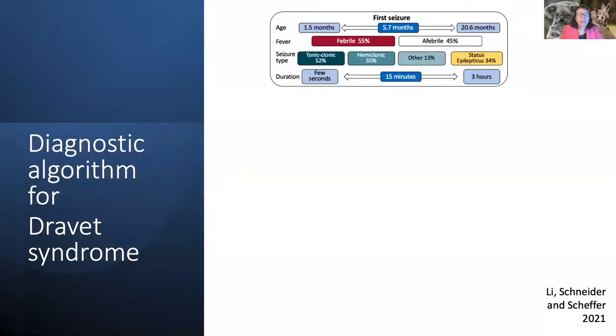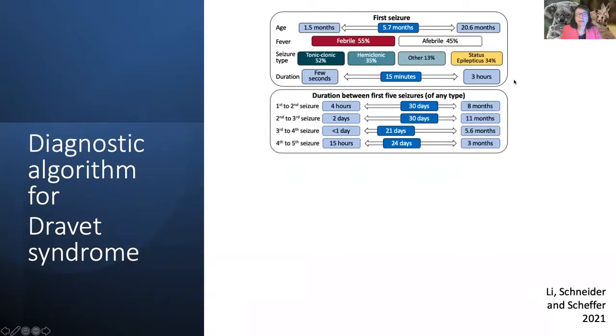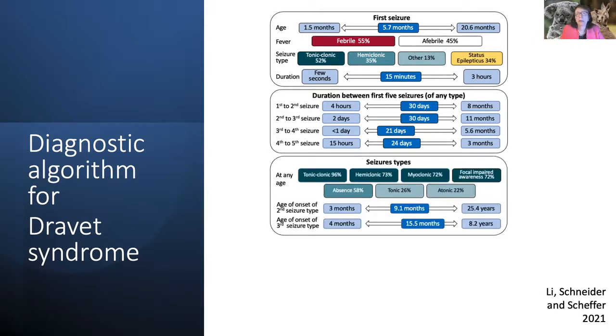So we've just recently developed this diagnostic algorithm for Dravet syndrome based on these data that I have shared with you. And this really shows when you might expect the first seizures to occur, to remind us that they may be afebrile, that these are the common seizure types, and the duration of the first seizure can vary from seconds to up to 3 hours. This is the time between the first 5 seizures, so that you know whether the baby that you've got in front of you could still fit with this diagnosis.